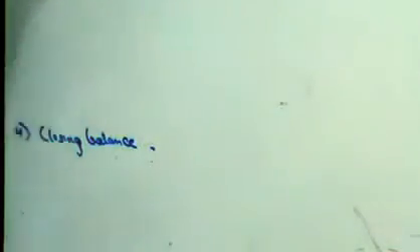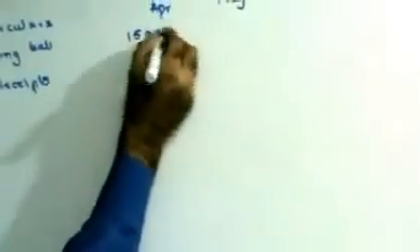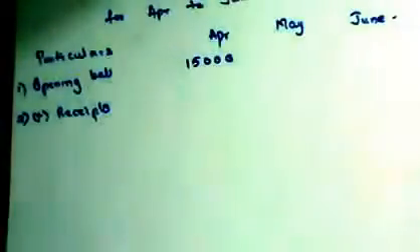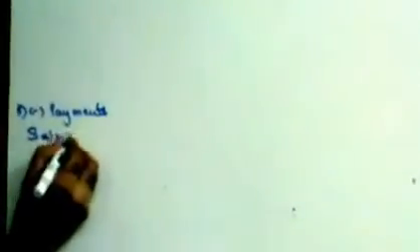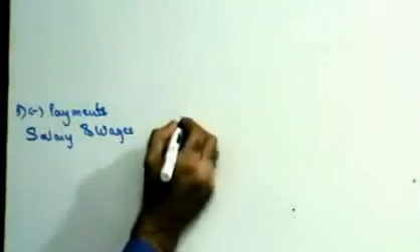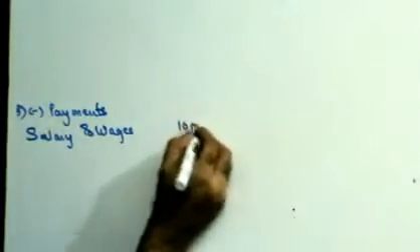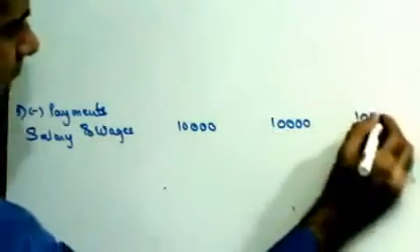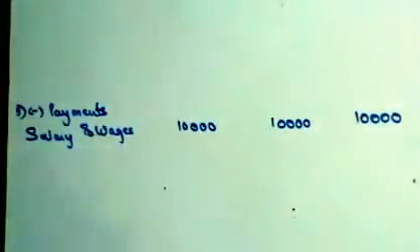for year ending 30th June 2009. Cash balance on 1st April is given to you as 15,000. Right? Salary and wages estimated monthly is 10,000. That means you have to pay salary and wages monthly. These are your expenses. Therefore, they go on your payment side, monthly 10,000.